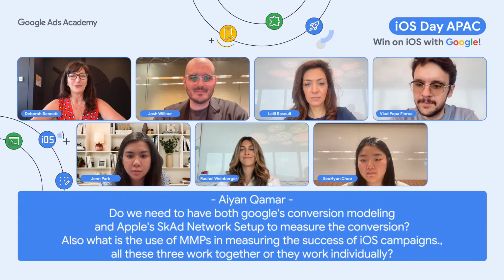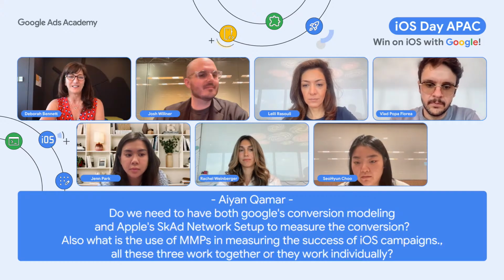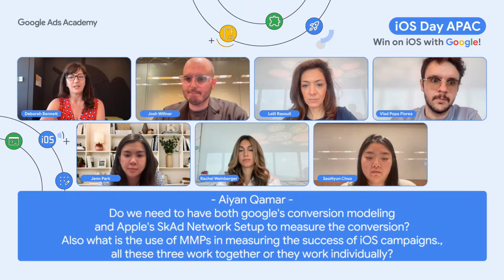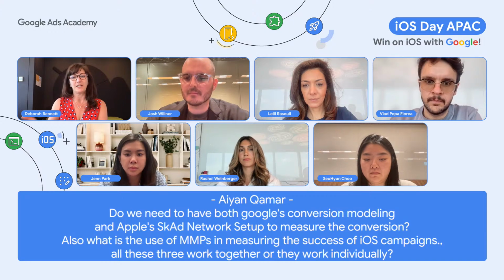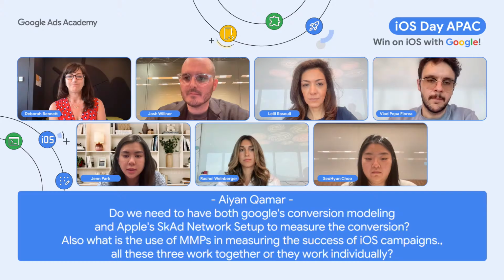Do we need to have both Google's conversion modeling and Apple's SKAdNetwork set up to measure the conversions? Also, what is the use of MMPs in measuring the success of iOS campaigns? Do all of these three work together, or do they have to be individually measured? Who would like to take this one? Yeah, I can take this one.